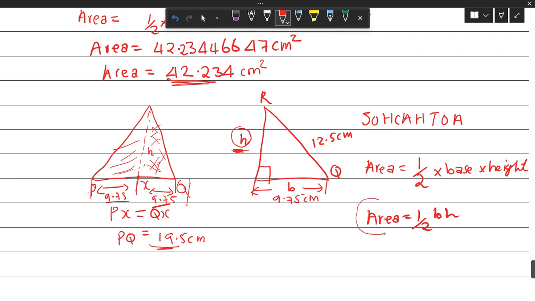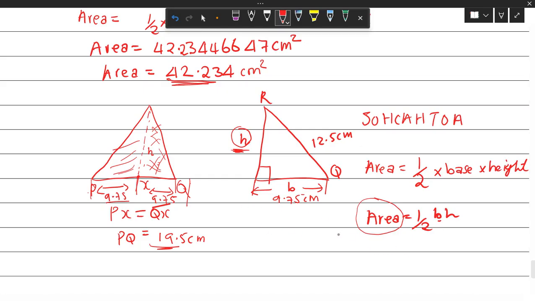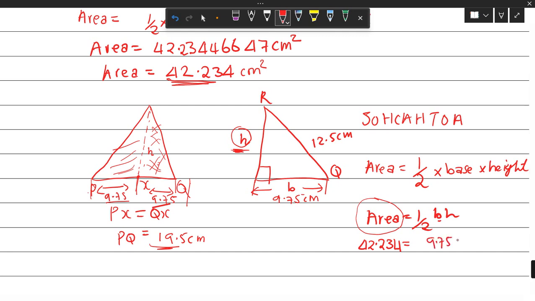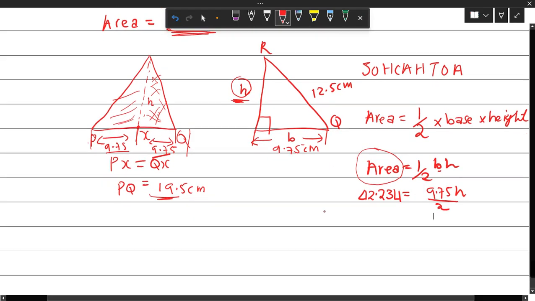We know this area. The area will be the same as the one we calculated earlier. So we know the area and we know the base. We want to calculate h, which is the shortest distance. So you can substitute the values. Area, we know the value, is 42.234 equals, so what is the base? Base is 9.75 h over 2. Okay.